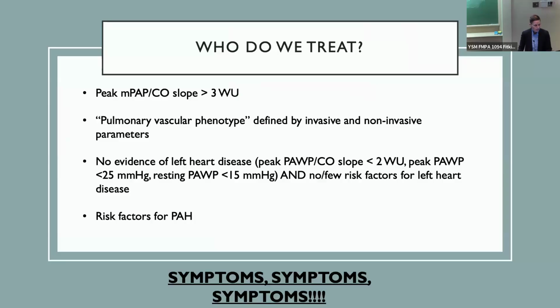So in practice, who do we treat? Those who have exercise PH, so they have an abnormally steep slope. Patients who have a pulmonary vascular phenotype defined by the invasive and non-invasive parameters that we've discussed. Patients who have little or no evidence of left heart disease, either hemodynamically and based on their risk factors for left heart disease, like age and atrial fibrillation, for example. And patients especially who have risk factors for the progression to overt pulmonary hypertension. And then finally, to justify the use of investigational treatments, we treat patients who have symptoms that are life-limiting.